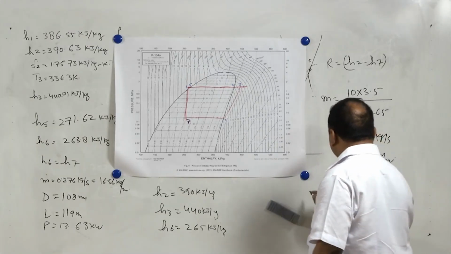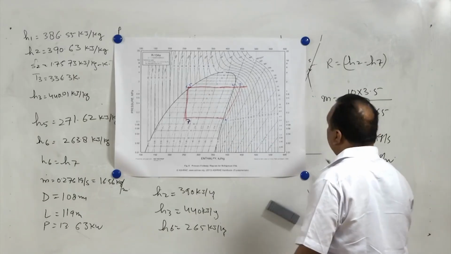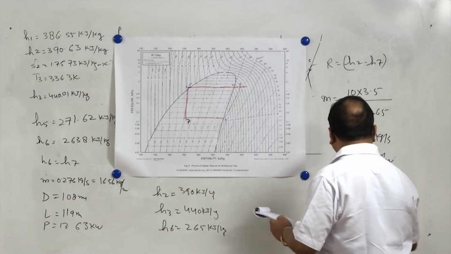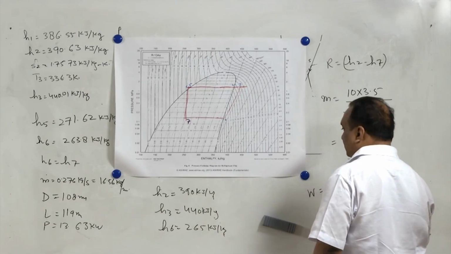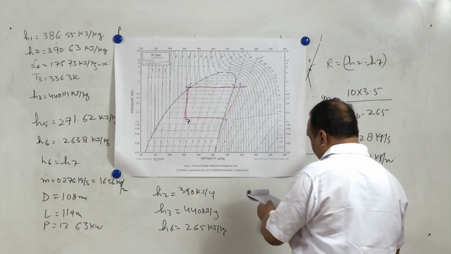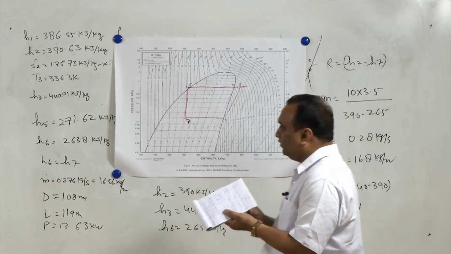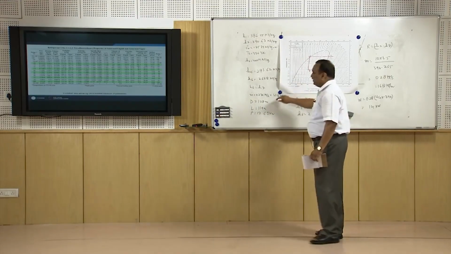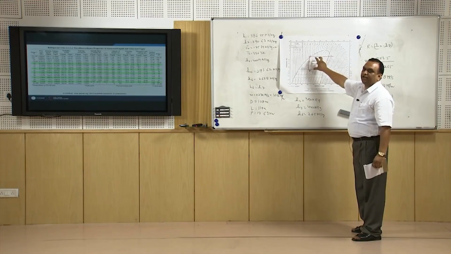Work consumed by the compressor W is equal to 0.28 (H3 minus H2). So, H3 minus H2 we will take directly from here, 440 minus 390, and this compressor work comes to 14 kilowatt. So, either we solve using this properties table or from the pH diagram, we are going to get almost the same values. But this pH diagram is very convenient to use.